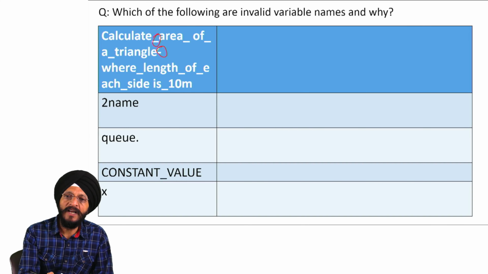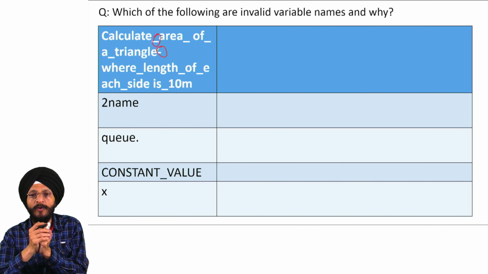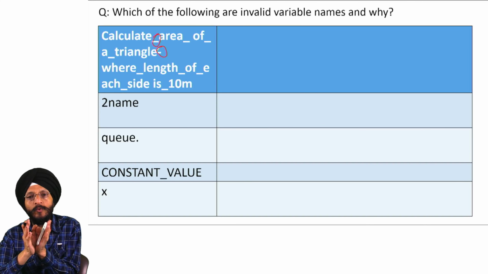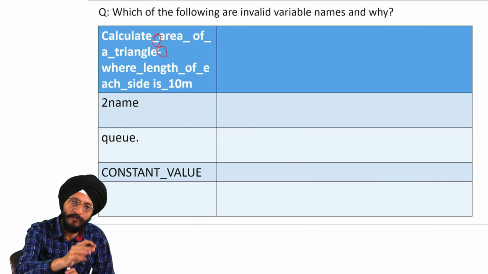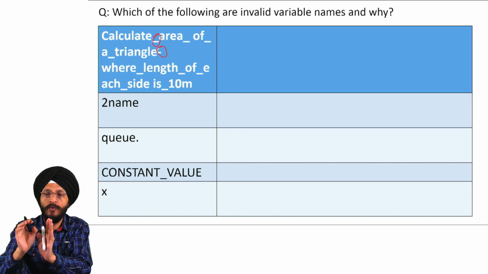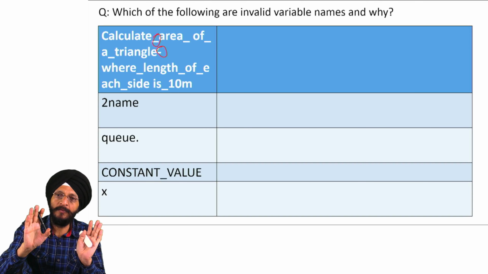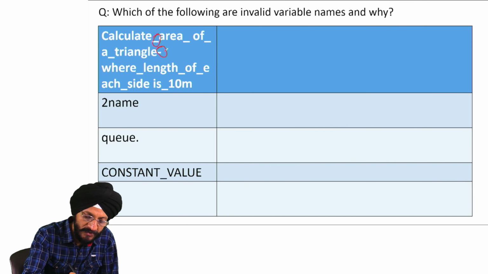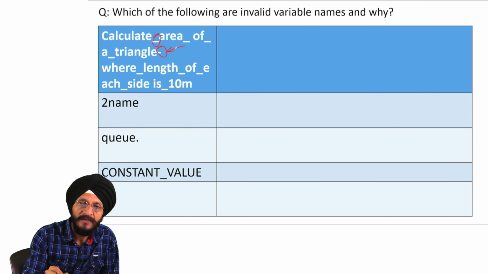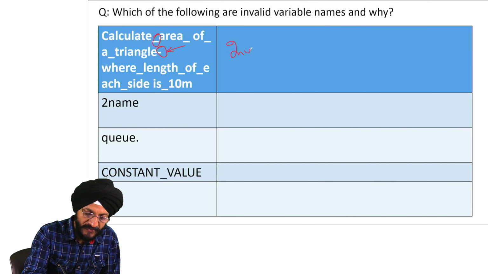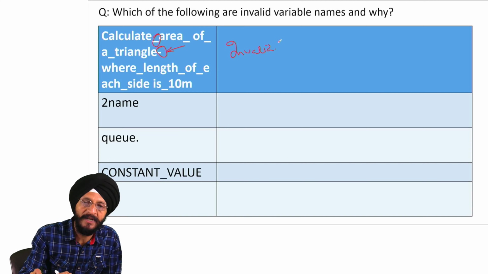You already know that in the case of variable naming conventions, we can make use of letters. It is okay that we are making use of letters. We are making use of underscore, it is also okay. But here we have used hyphen. So it becomes an invalid variable name.